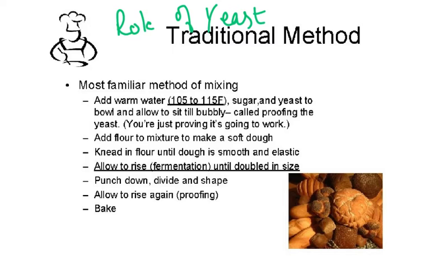Now, coming to the first point, the role of yeast in baking bread and ethanol. The most important method, the traditional method in making bread, was what? You added warm water, sugar, and yeast to a bowl, and you allow it to sit till it becomes bubbly, called proofing the yeast. You're just proving it's going to work. Then you add flour to the mixture to make a soft dough. So you've added the flour and the water and the sugar and the yeast, and now you're making a dough out of it. Now, knead the dough. Knead means you press into it until it becomes smooth and elastic.